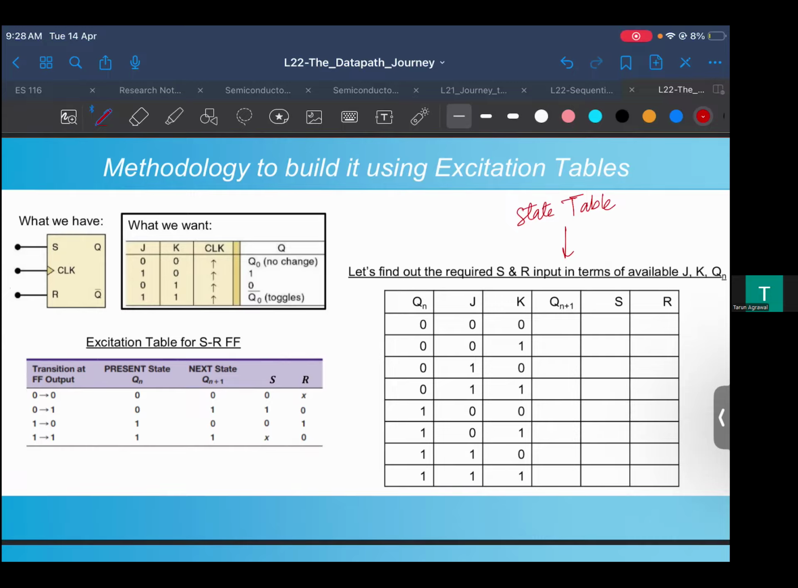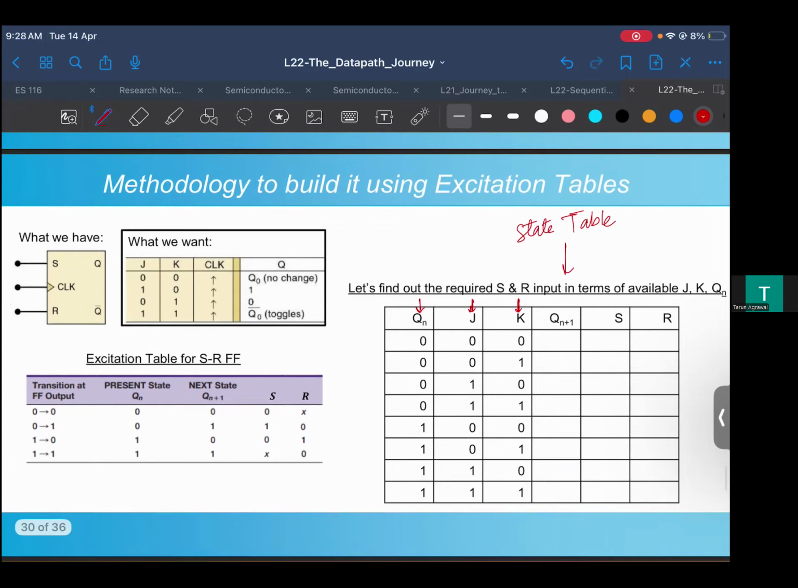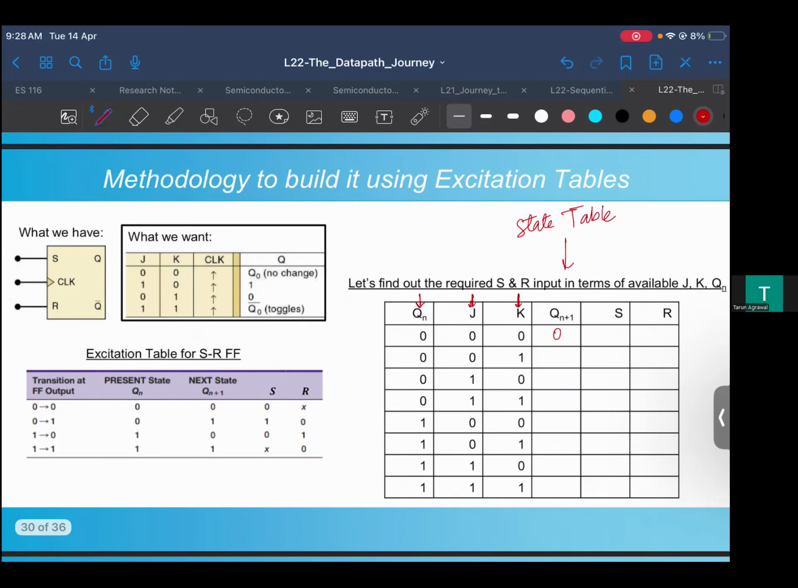So there are three inputs which I am having. One is the state Qn, which I am getting from the flip-flop. J and K are my external inputs, and based on that, I want to decide my next state. So when Q is there, and J and K are 0, this is the no change state. So I know that there is no change. When J and K are 0 and 1, the output remains 0, right? Qn plus 1 remains 0.